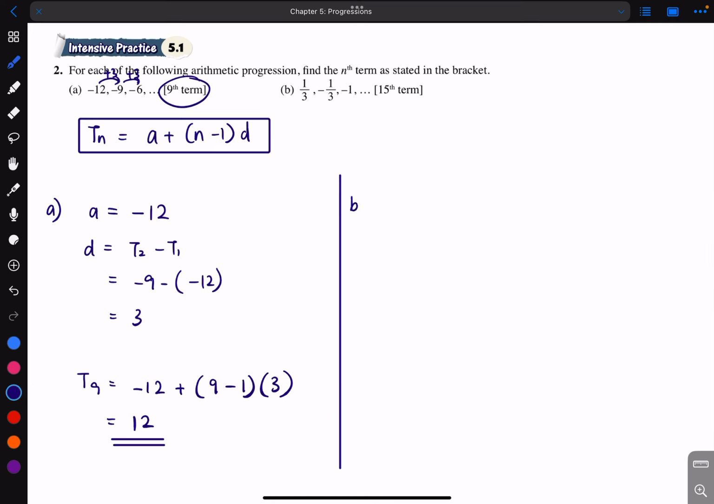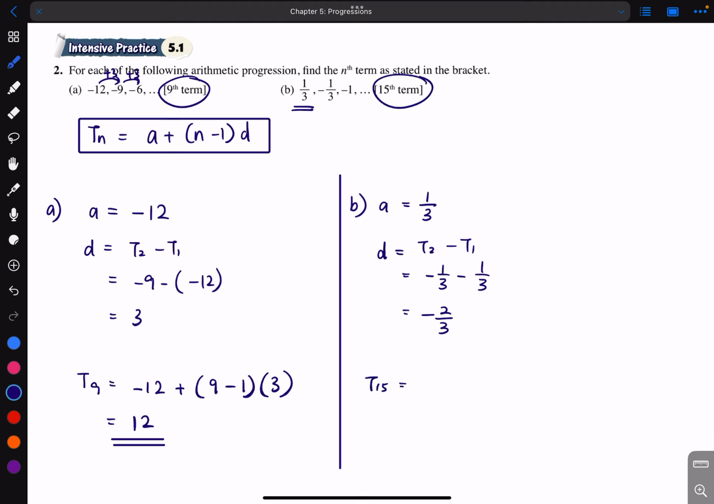Then we do B. Same thing. a is the first term, which is 1/3. d, we can use T2 minus T1. So -1/3 minus 1/3. This will give us -2/3. We want to find the 15th term.